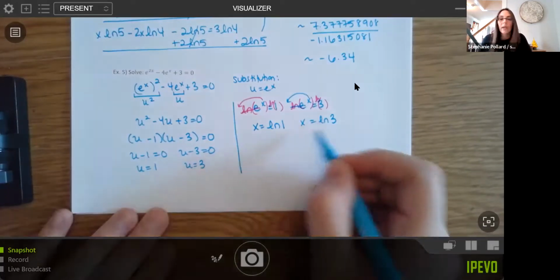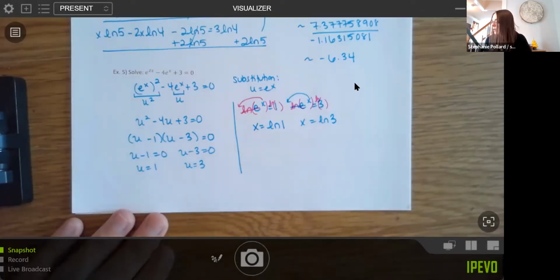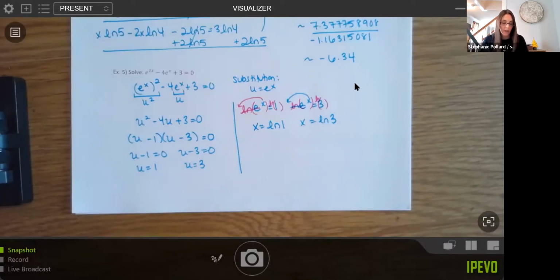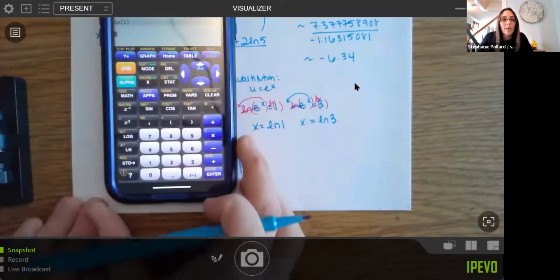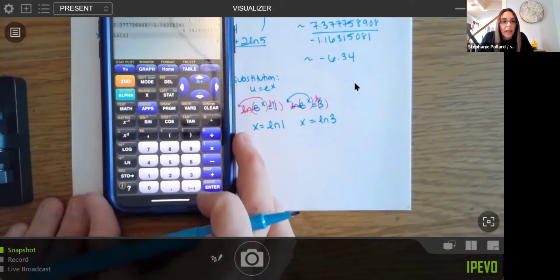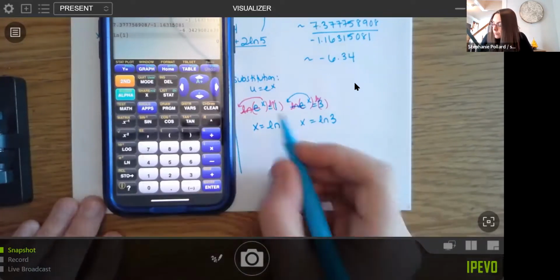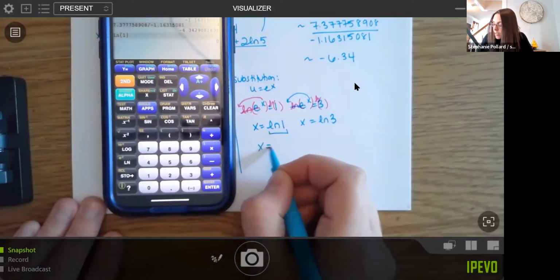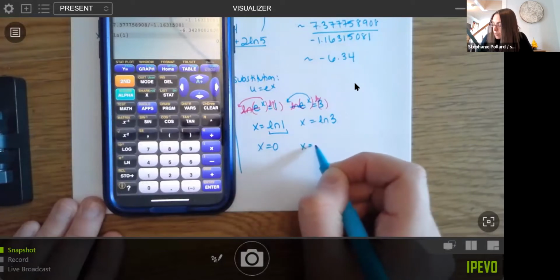So here we have our 2 answers. One last thing I want to note is we can also figure out what the natural log of 1 is. So it's a rule that we've already talked about, but in case you forget, you can use your calculator here too. So just typing that in, natural log of 1 is 0. So the answer here is actually x equals 0 and x equals natural log of 3.